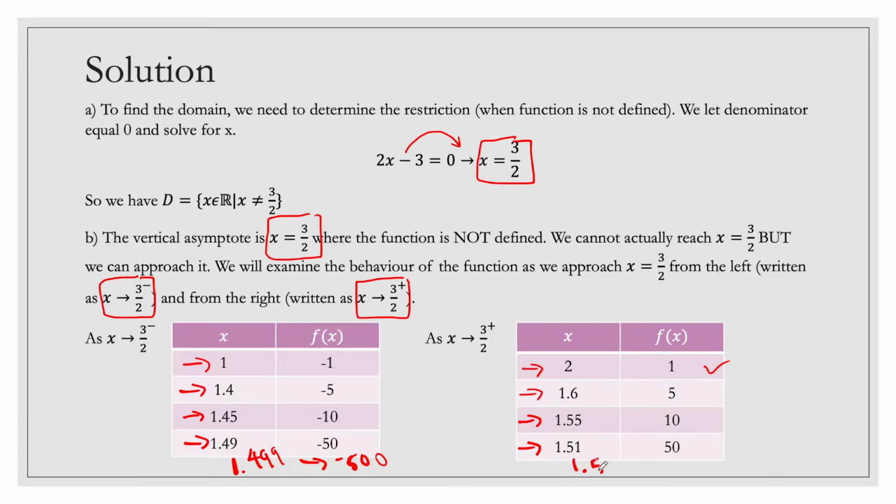So we can sub in 1.5001 as an example, and you can try to see what the value of f at x is. I won't do this one here. You can do it yourself, but essentially you're going to notice that f at x is going to become larger. So we can see here that as we approach 3 over 2 from the right, the value of f at x of the graph will go up towards positive infinity.